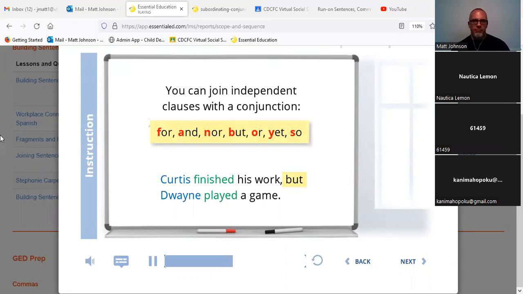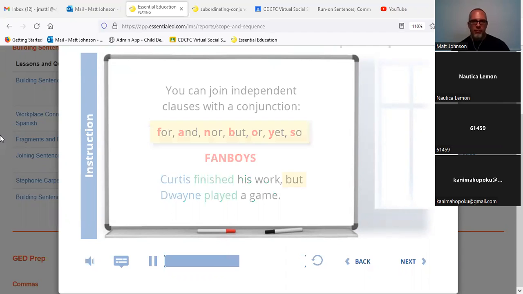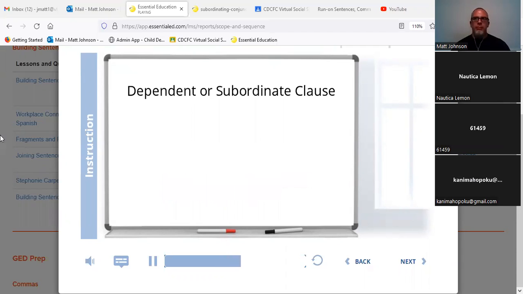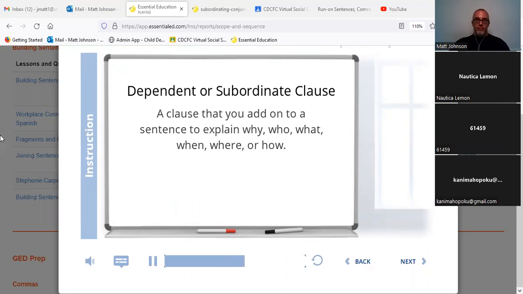Now, there's another kind of clause that's not independent, a dependent or subordinate clause. That's a clause that you add on to a sentence to explain why, who, what, when, where, or how. It's like an independent clause because it has a subject and a verb, but it starts with a subordinating conjunction that explains the relationship between the subordinate clause and the independent clause. Those are words like because, since, or although. There's a list of subordinating conjunctions in the resources.